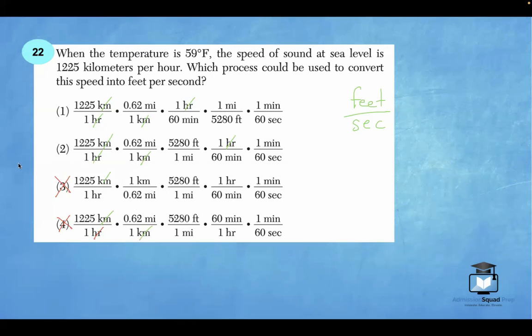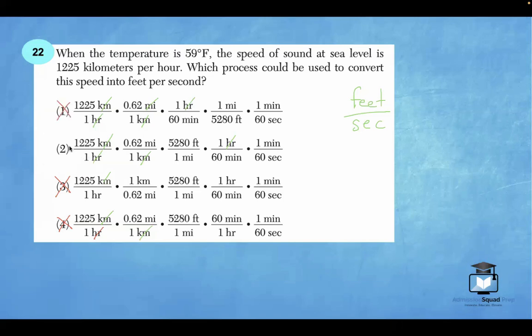All right, let's keep going. Let's look at answer choice 1. We have miles here in the numerator. Guys, there's no miles in the denominator. There's only minutes, feet, and seconds. So guess what? Answer choice 1 is incorrect. You see how easy that is?